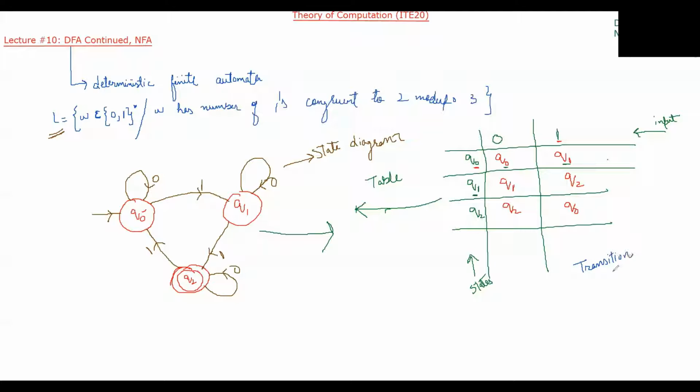So the transition table is the representation of the state diagram of a DFA. That means you can represent a DFA using a transition diagram or a state diagram, or you can represent it with the help of a transition table. Now what is the difference here?